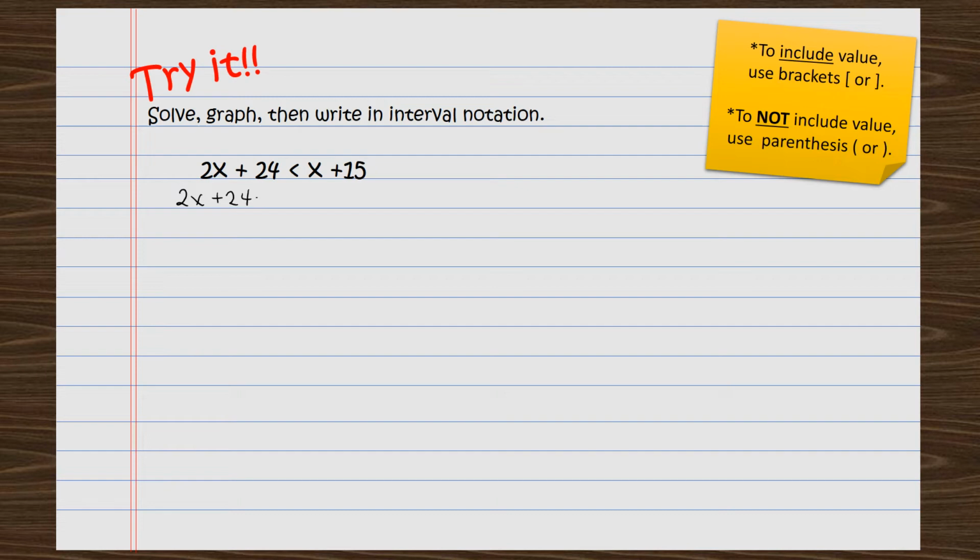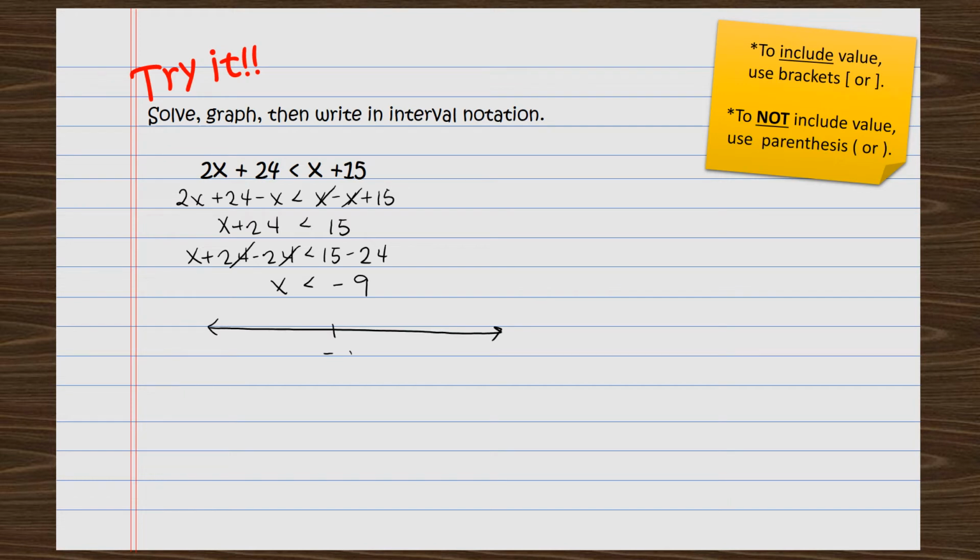2x and 4 minus x. Subtract 24 on both sides. x is less than -9. And if something is happening at -9, the defining point, values that are less than -9, I shade to the left. Because of the inequality, it will be a parenthesis. And so interval notation should be -infinity to -9 parenthesis. How did you do?